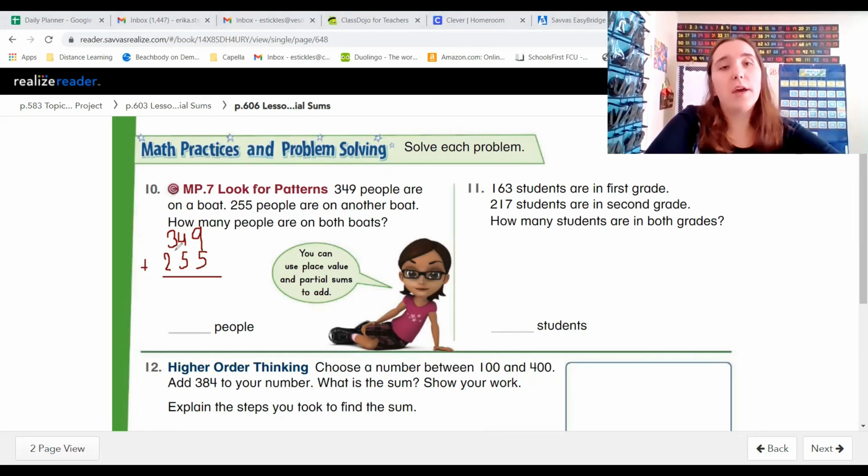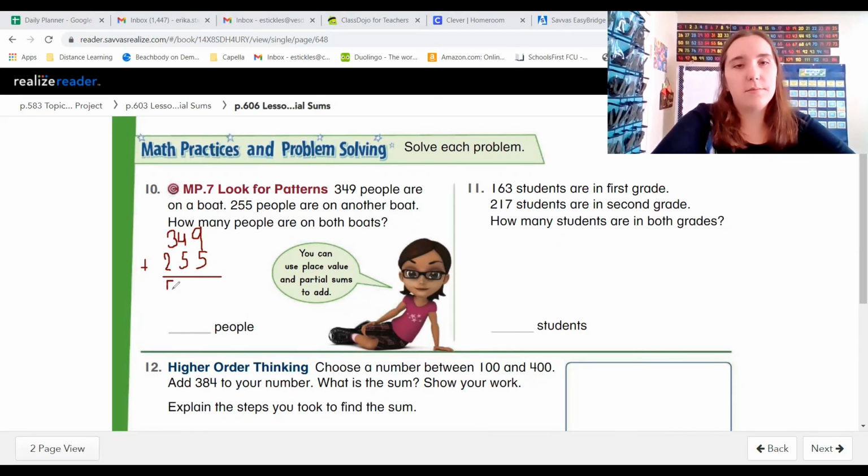Okay, so I have 300 plus 200, which is 500. And then I have 4 tens plus 5 tens, which is 9 tens, or 90. And then I have 9 ones plus 5 ones, which is 14. So 1 ten and 4 ones. Now I'm going to add up my partial sums. So 0 plus 0 plus 4 is 4. 0 plus 9 plus 1 is 10 tens. What is 10 tens? That's 100.